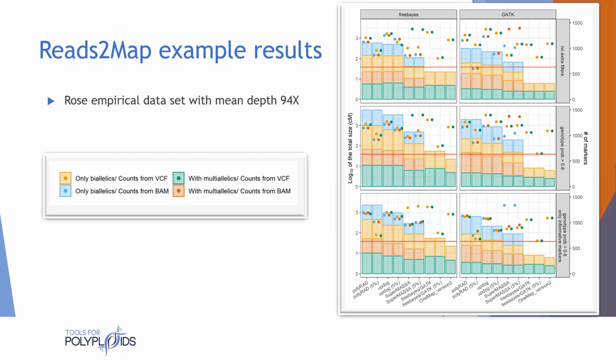A similar graphic is presented with results from the empirical Reads2Map workflow. We ran the workflow using GBS data of a rose outcrossing population sequenced with mean depth of 94x. Here we can see that the filters could remove some of the outliers. However, compared to the simulated data, fewer methods could reach the expected map size of 38 centimorgans.